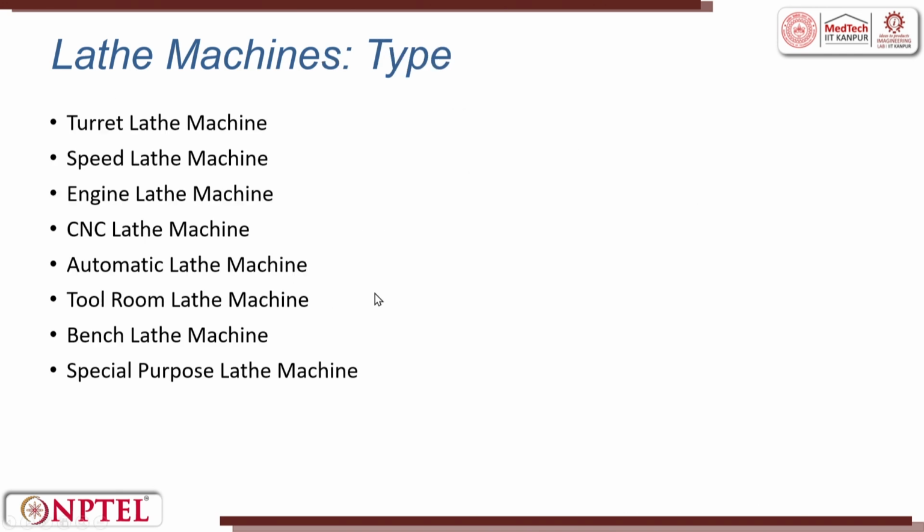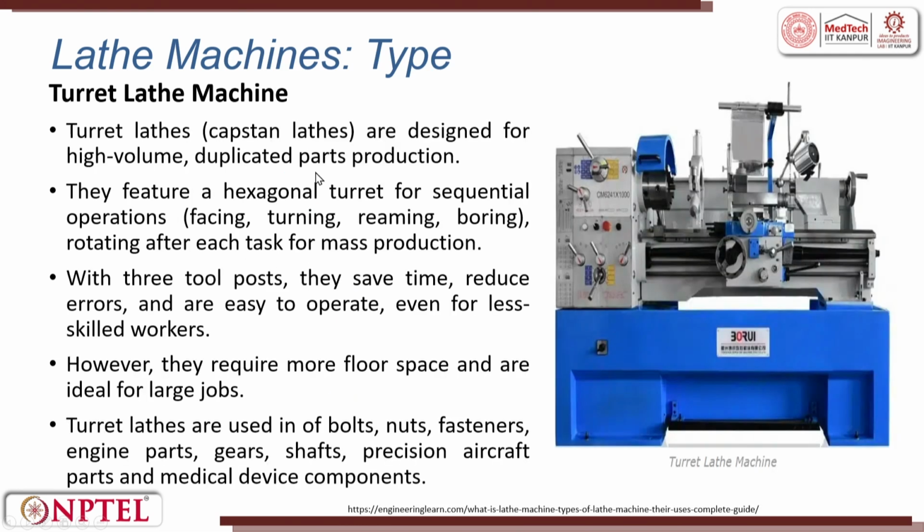When you look into the different types of lathe machines, there are turret lathe, speed lathe, and engine lathe, which are very commonly used. The latest advancement is the CNC lathe machine. Then you have automatic lathe machines, tool room lathe machines, and bench lathe machines. Engine and bench are similar, but bench is for smaller jobs. Then special purpose lathe machines. So, these are the different types of lathe machines which exist today.